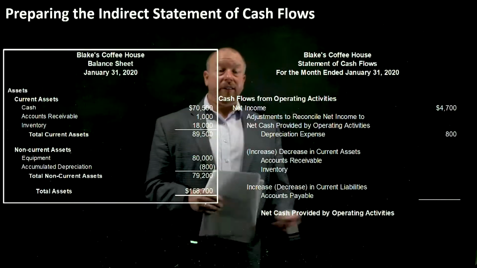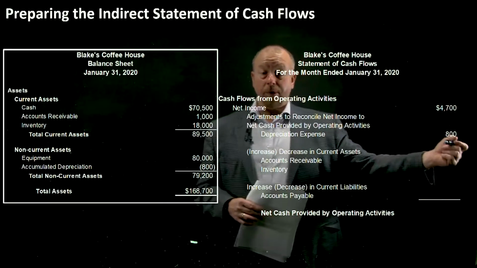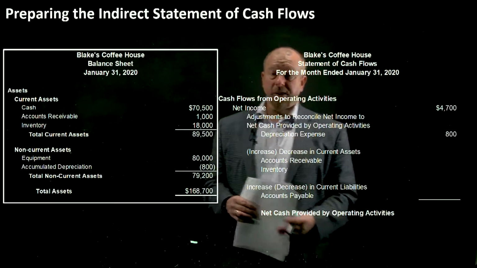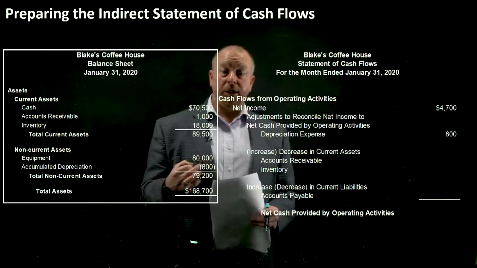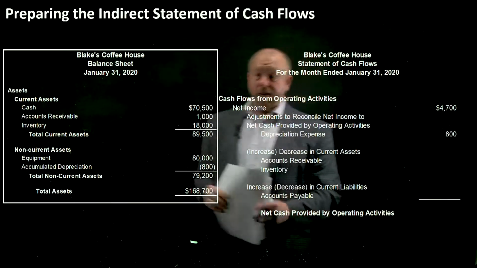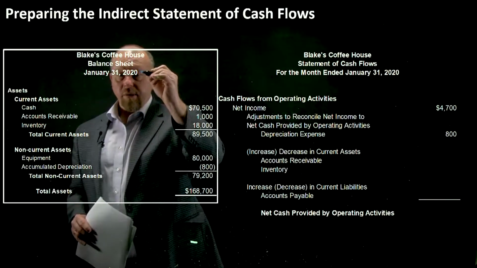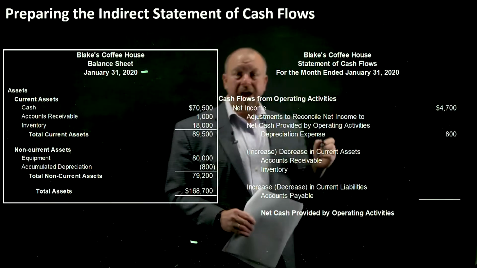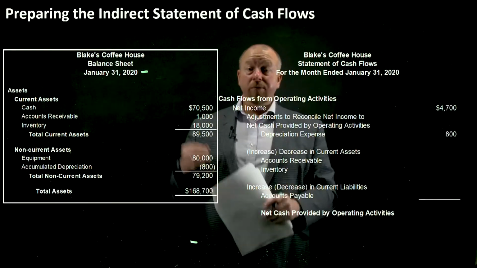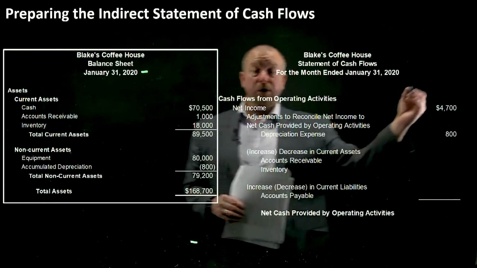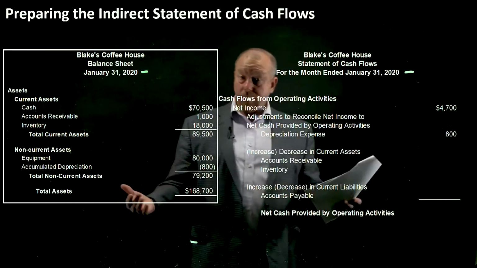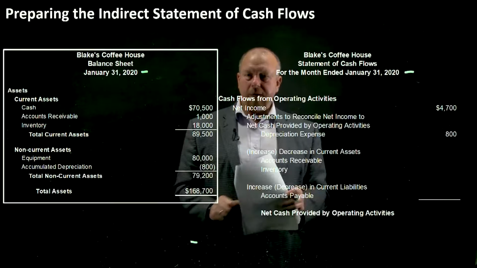In our little coffee house example, we now have a partially completed operating section. Net income from the income statement, add back the depreciation expense. Now we have to look at our changes in our current assets. And what you see over here, this is the ending balance sheet. And notice this, the date of the balance sheet is the end of this month, January 31 of 2020. The statement of cash flows is covering the period, in other words, the entire period from January 1 through January 31 for the month of January. A lot of times you'll see that as the entire year. But in this case, I just kind of wanted to keep it simple.